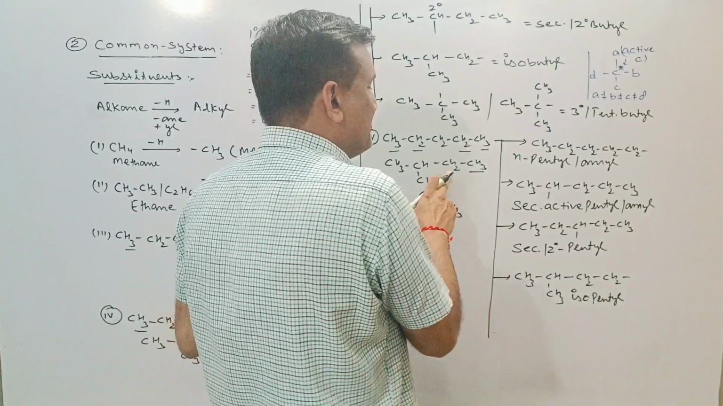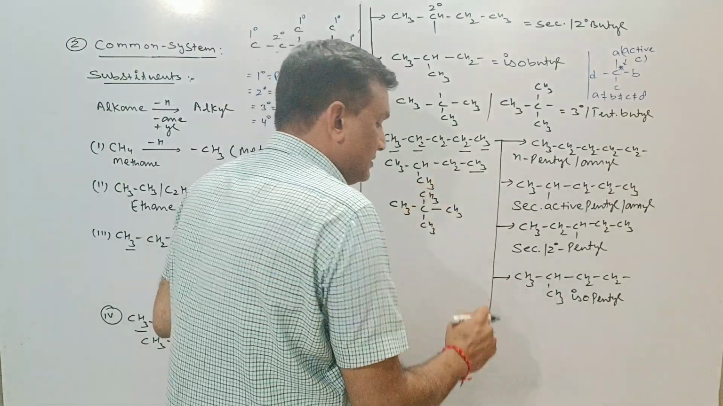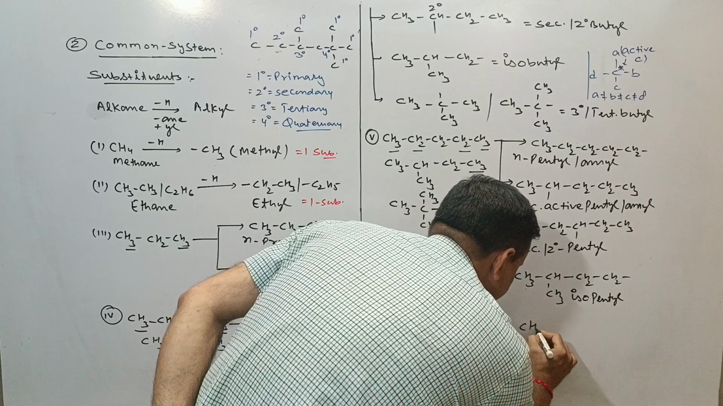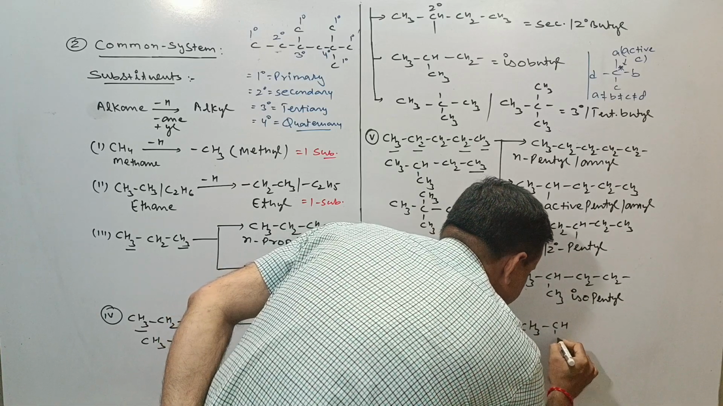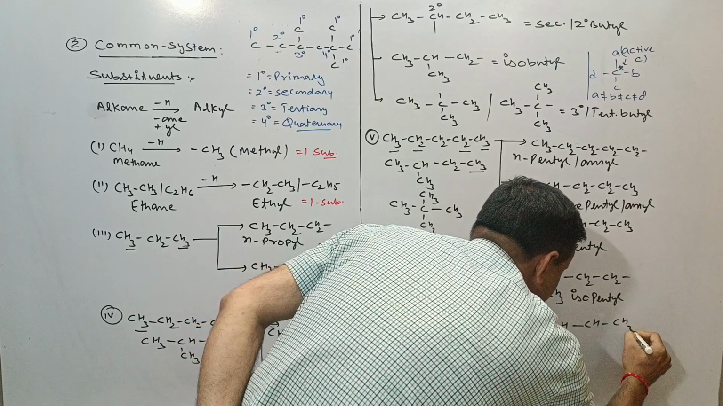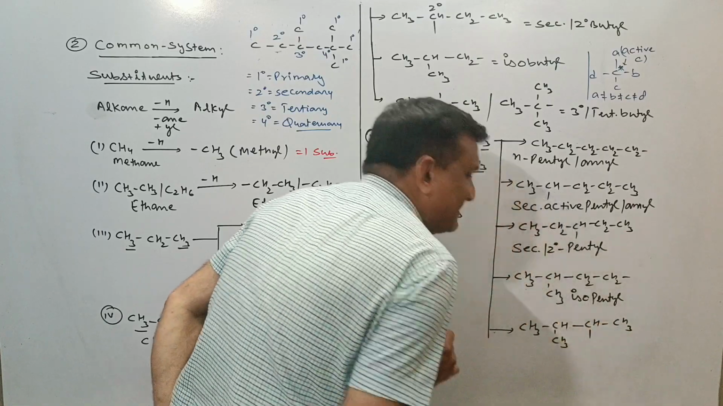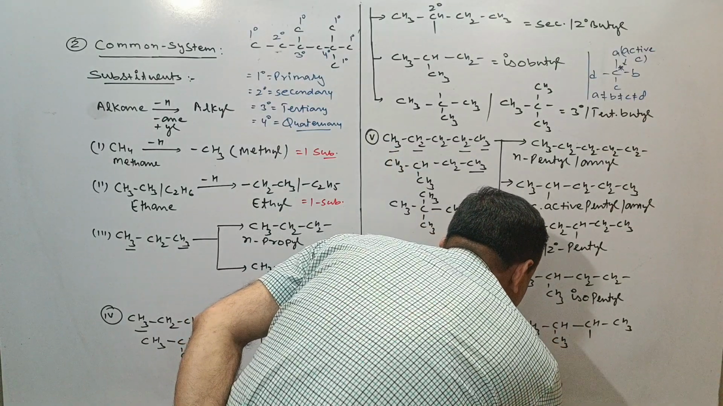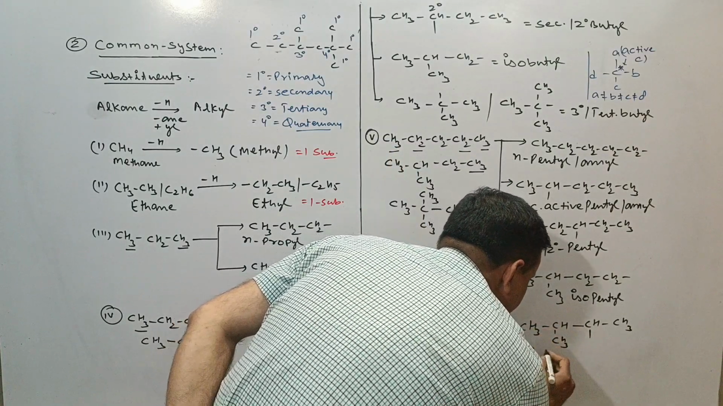Now I would like to remove the hydrogen from the number 2 position. So the structure will be as follows: CH3, CH3. This is the CH and this is the CH3. This is the secondary carbon atom, so it is called second iso. Here is the iso structure.